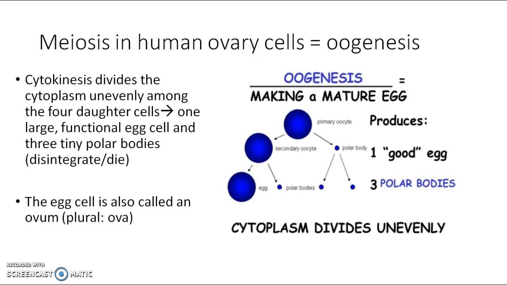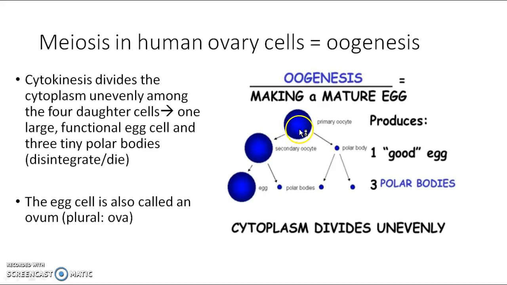Now, the way that we can get this gigantic egg cell is by making cytokinesis happen unevenly in ovary cells. So meiosis in a human ovary cell is called oogenesis. Okay. Now, we see in this picture, meiosis 1 happens to create our 2 daughter cells, and then meiosis 2 happens to give us 4 daughter cells. They'll all have the same amount of DNA. All of these 4 cells will end up with 23 unreplicated chromosomes.